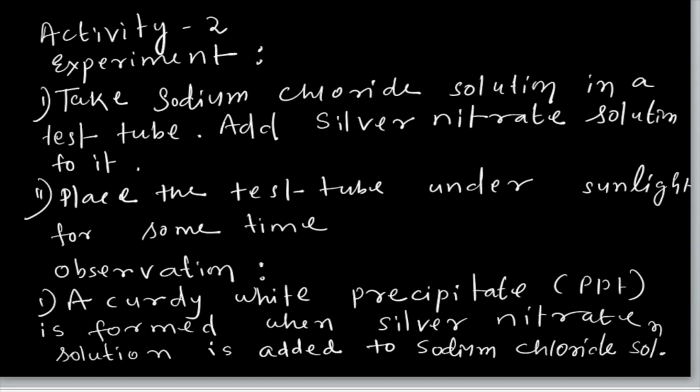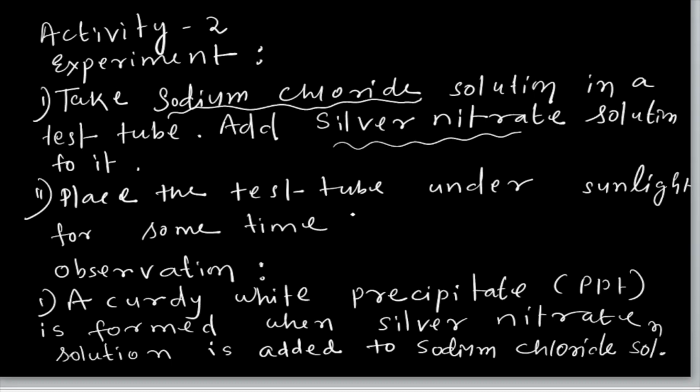Soluble in water means it is a colorless solution, and sodium chloride is also a colorless solution. You take sodium chloride in one test tube and add the silver nitrate solution from another test tube to it. Sodium chloride is a colorless solution, silver nitrate is a colorless solution, but when you add silver nitrate solution to sodium chloride, it produces a cloudy white precipitate.